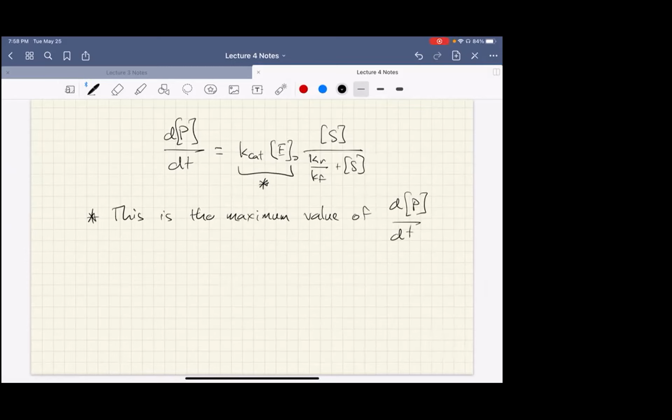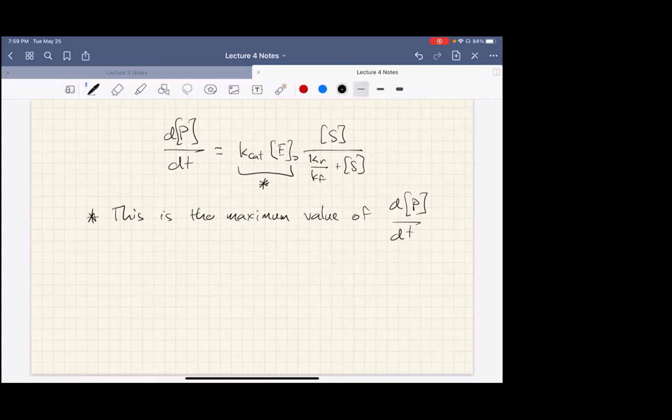To see that, note that this value has to be positive. The minimum possible value you can take is 0, in which case this term becomes 1. And as this increases, this ratio goes down. So this part is the maximum possible value that this rate can take, and any other value of KR over KF other than 0 means that the rate will be less than that.